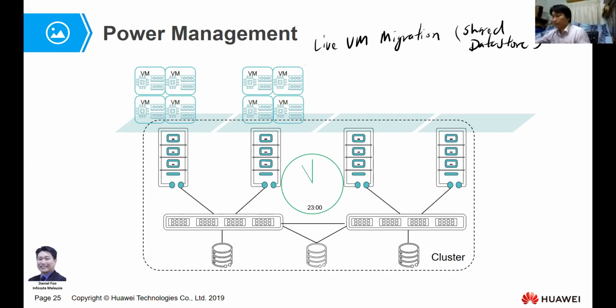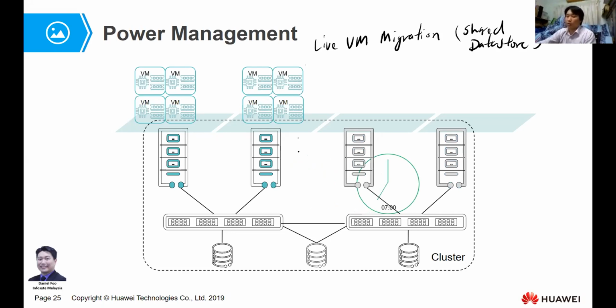Okay, so when the schedule kicks in, 11 p.m., the virtual machines will start to move. And over here, we can instruct the CNA host to hibernate. You will see the power color, hibernate. So with this particular schedule, the node will be hibernated. It will not use any power or electricity.